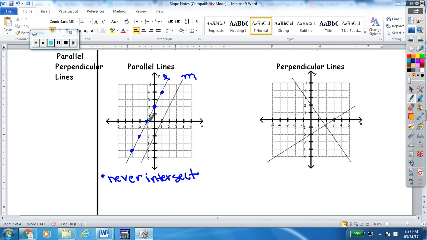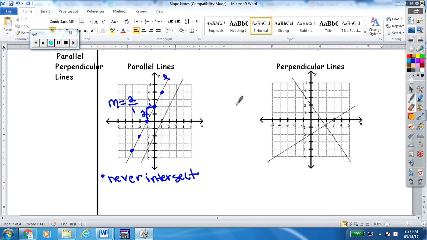So how many do I have to rise to get to the next point? It's going to be, see, 1, 2. So that's going to be a rise of 2 and a run of 1. So rise 2, run 1. That means the slope of line L, I'm going to put it over here, the slope of line L is going to be 2 over 1. Now I probably shouldn't have used M to label the second line, mostly because M means slope.